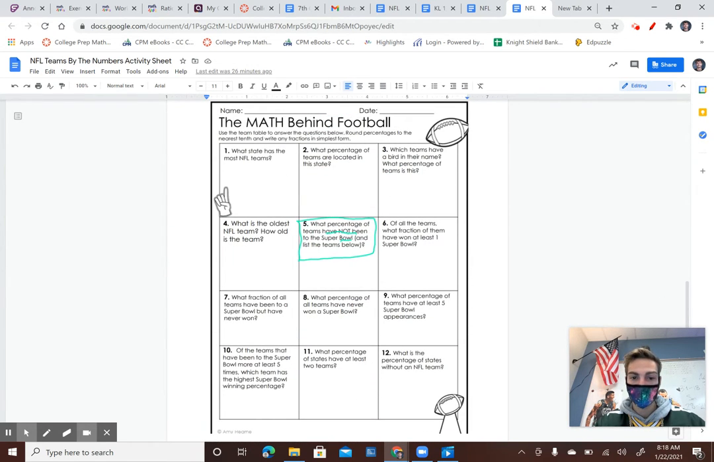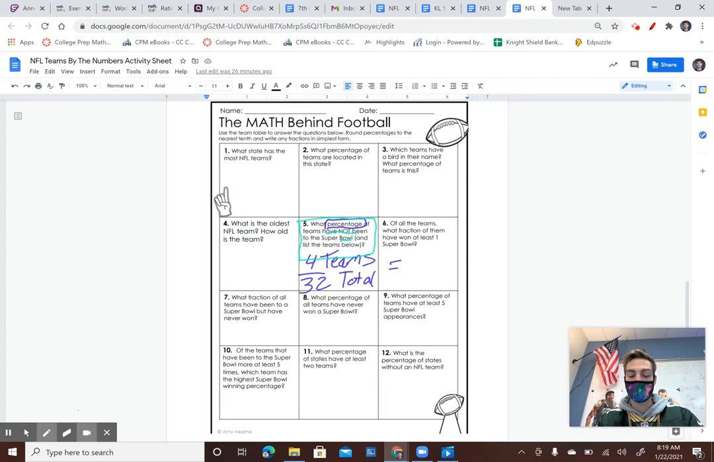So what percentage of teams have not been to the Super Bowl? Well, let's go ahead and write that in here. So we have the 4 teams that have not been to the Super Bowl out of the 32 teams total. All right, and so it's asking for a percentage here. So how do I calculate percentage? What I'm going to do here is do my number of teams that haven't made it divided by the total number of teams. And so I have my calculator here.